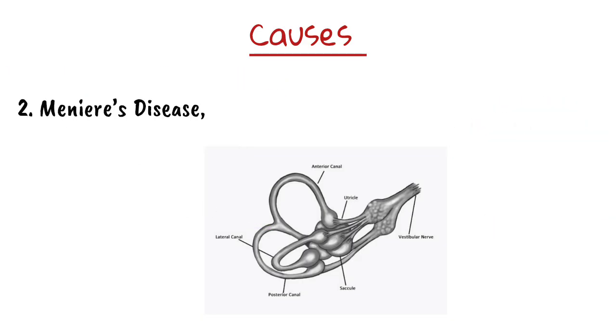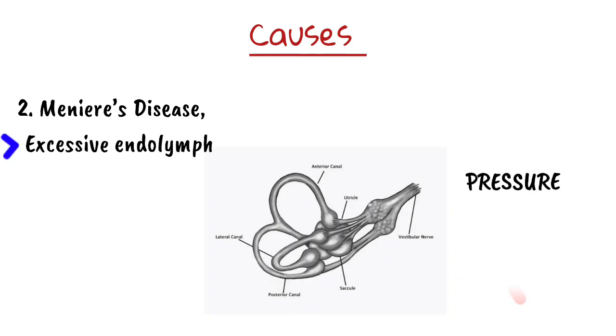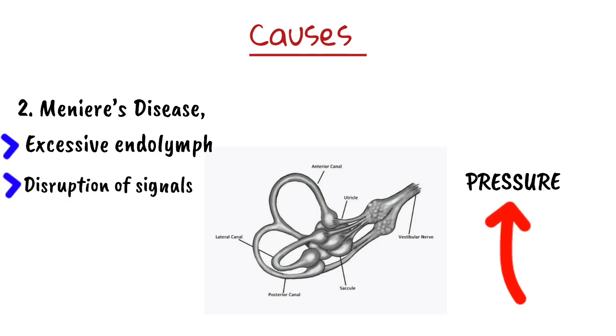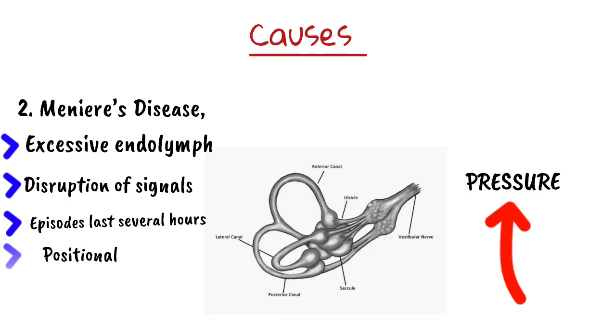Then, the second in the peripheral causes is Meniere's disease. Meniere's disease is believed to result from excessive accumulation of endolymph in the semicircular canals, leading to increased pressure and disruptive vestibular signals. Patients typically present with episodes of vertigo that last several hours. These episodes are associated with sensorineural hearing loss, tinnitus, and a sensation of fullness in the affected ear. The vertigo is not triggered by positional changes.